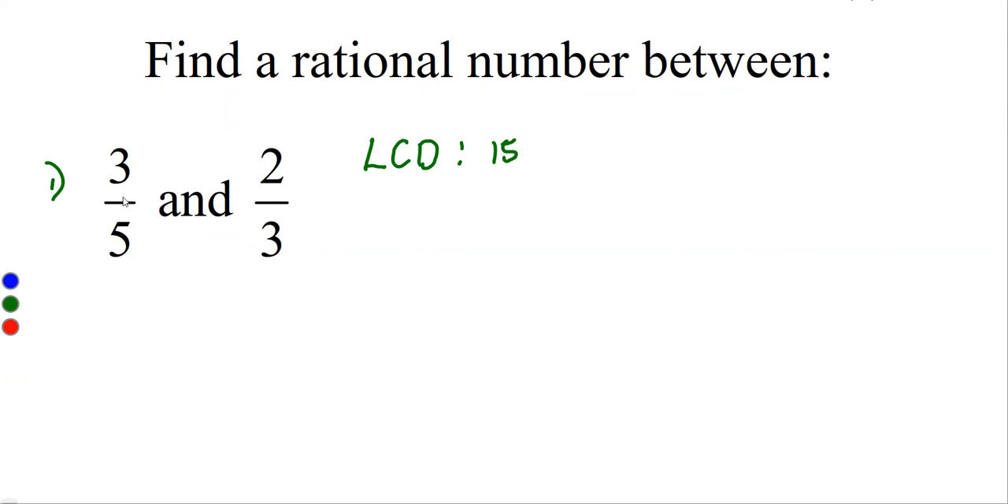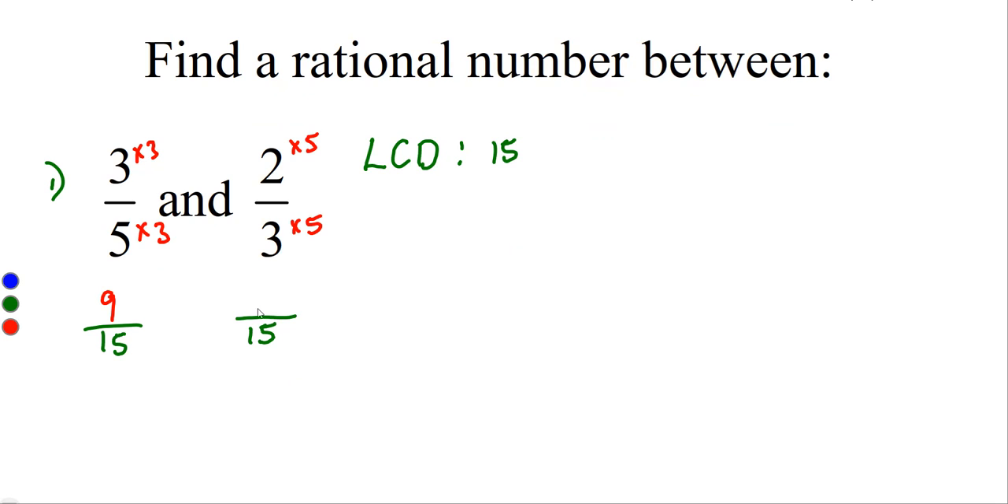Now, if it is 15 here, we now have our common denominators here, 15. But how do we get to 15 here? We need to multiply here by 3. We also need to multiply here by 5. So we do the same on the top one. We multiply also by 3. We multiply also by 5. So what do we get here? 3 times 3, you get 9. And 5 times 2, you get 10.